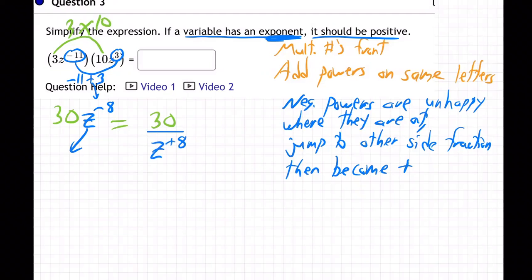Does that make sense? So negative powers are negative. They're unhappy where they're at. They want to jump to the other side of the fraction. And after they jump, then they become positive. Then they're happy at their new spot. And that's the answer, 30 over z to the 8th. So there we go.